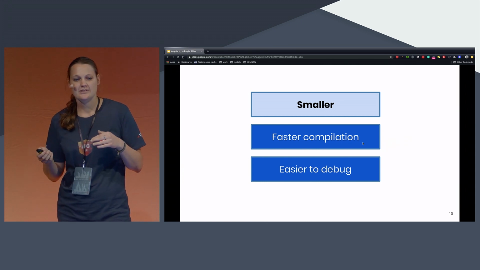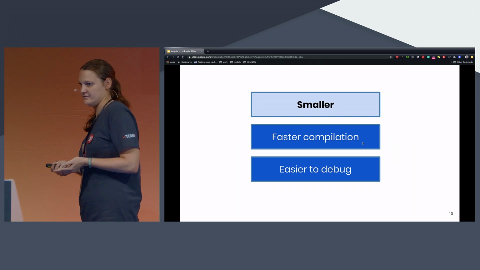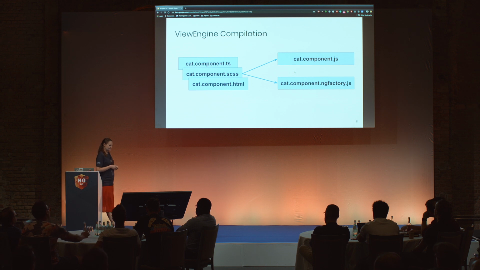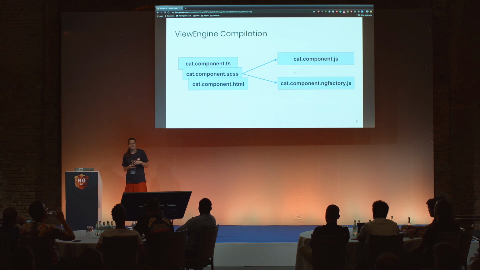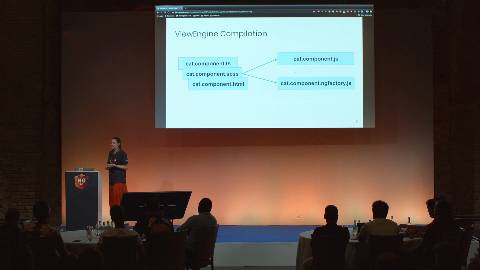So first of all, we will focus on how we can create smaller bundle sizes. For that, we have to take a look at how the View Engine is doing it currently. Every single day you will create a cat component, for obvious reasons. And when you compile it, actually build it, you get two files out of that: a cat component JS file and a cat component ngFactory JavaScript file.